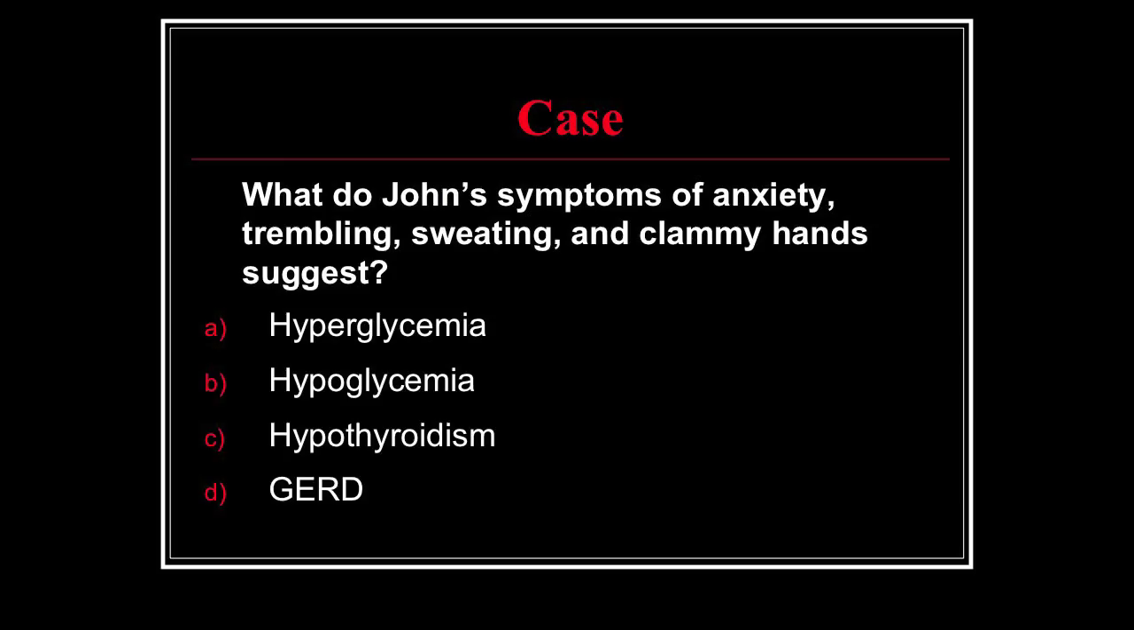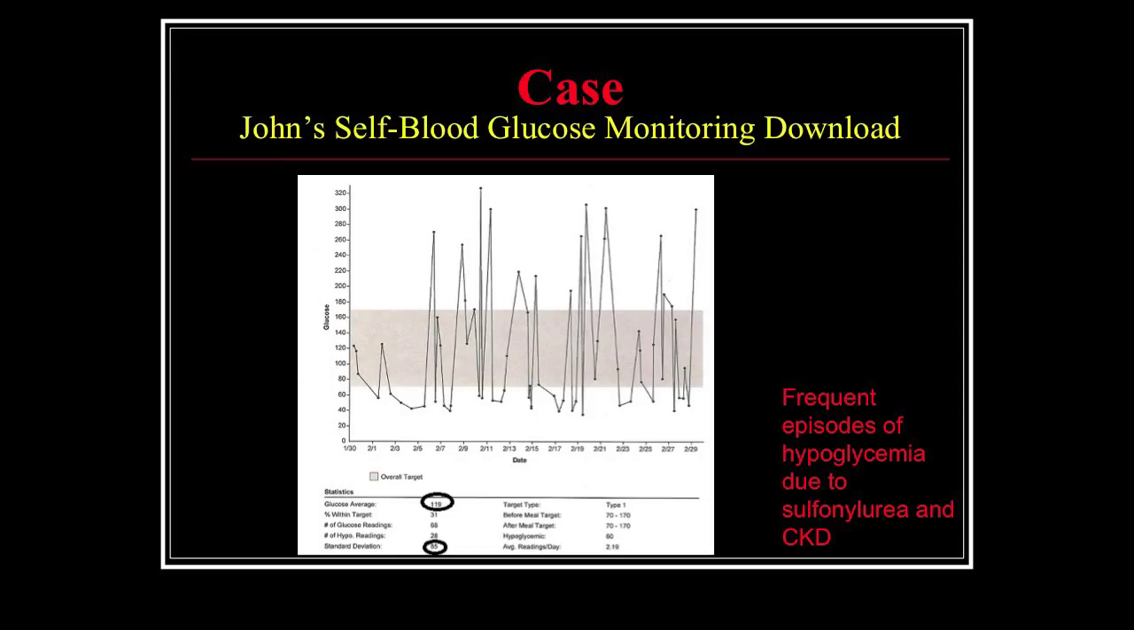What is the medication? The ones that we are concerned with here are metformin, glimepiride, and sitagliptin. Why is he complaining of the trembling, sweating, and clamminess? Is it hyperglycemia, hypoglycemia, or hypothyroidism, or does he have GERD? He has to change position at night.